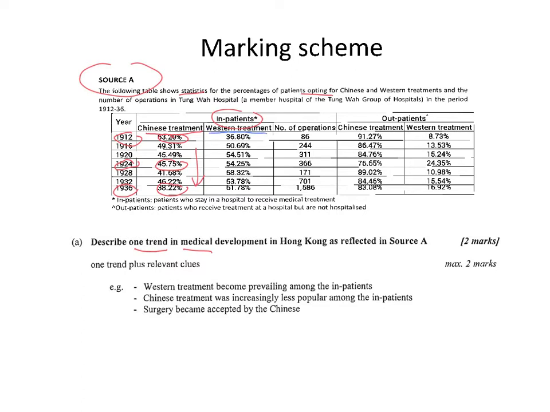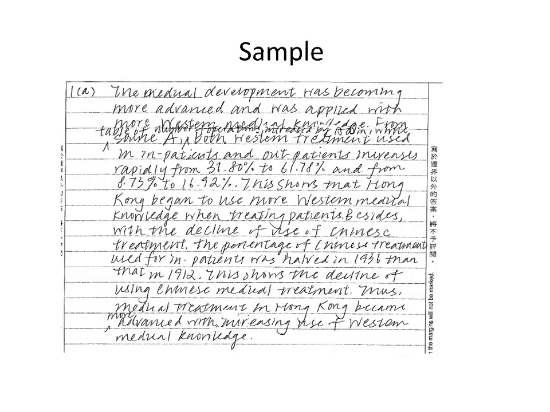And the second example you may talk about is the Western treatment. You can see the Western treatment increased from 36.8 in 1912 to 54.3 in 1924, and further to 61.8 in 1936. So it became more popular, or became prevailing, more important among the inpatients. This is the second trend, but you only need to talk about one trend. So take a look on this sample.